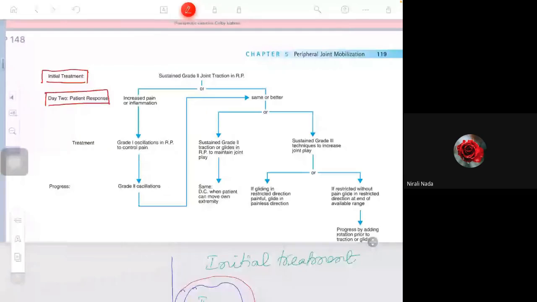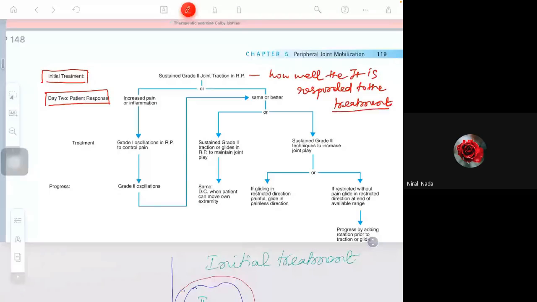What you are given is grade 2 distraction in order to find the sensitivity of the joint. That is, how well the joint has responded to the treatment. So you have already given grade 2 distraction. This I am calling treatment.